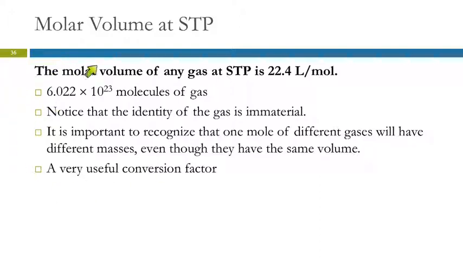So the molar volume of any gas at STP is 22.4 liters per mole. This is a very useful conversion factor. If we know the volume of a gas at STP, we can know how many moles are in it. You don't have to weigh it. You don't have to react it to find out how much of stuff it reacted with. You can measure the number of moles by measuring the volume at standard temperature and pressure.